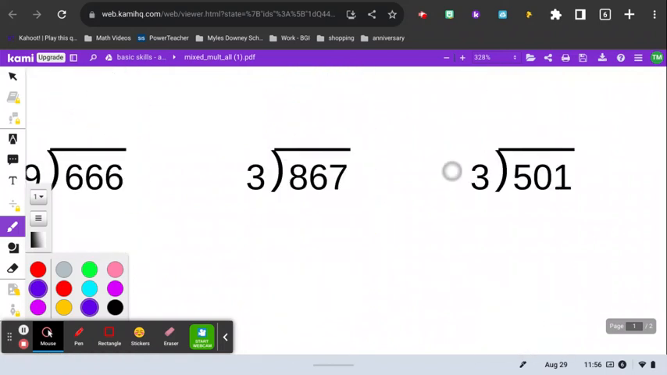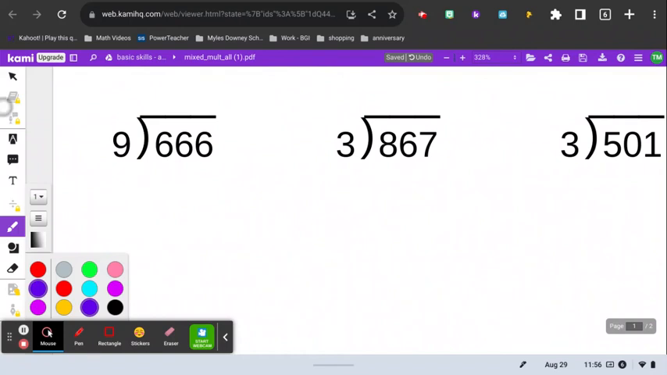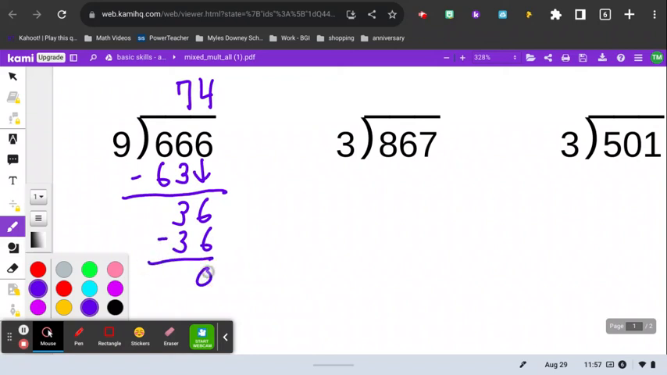Okay, I'm going to do a couple division problems. 9 cannot go into 6. 9 into 66. I know 9 times 7 is 63. So now I subtract, get a remainder of 3, drop down the 6. 9 into 36. 9 times 5 is 45. 9 times 4 is 36. So you'll end up with no remainder. The answer would just be 74.